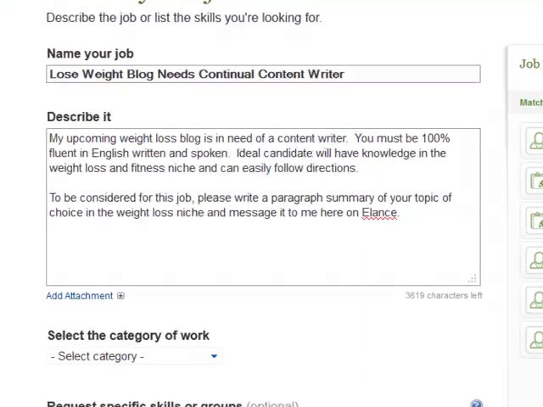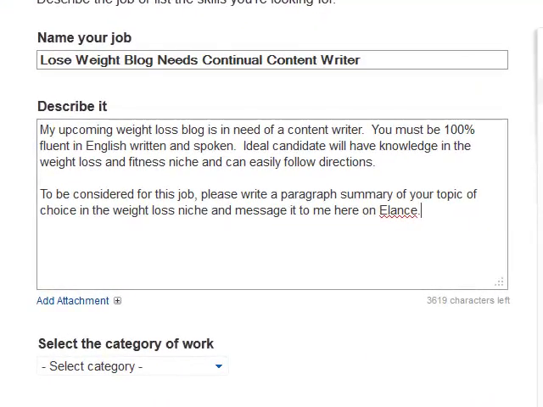And here you can see, to be considered for this job, please write a paragraph summary of your topic of choice in the weight loss niche and message it to me here on Elance. So I'm looking for weight loss writers, blog writers. And so what I want them to do is give me their favorite topic in the weight loss niche. Now, as someone who knows the weight loss niche, I know they can be talking about anything. If someone comes and they just talk about your typical, everyday topic, then it's probably not going to be the best writer for me compared to someone that comes in and talks about maybe a specific supplement for weight loss or a specific technique, a specific fitness regimen for losing weight the best. Those people are going to know more about fitness, and I'll know they're the best ones to go after.